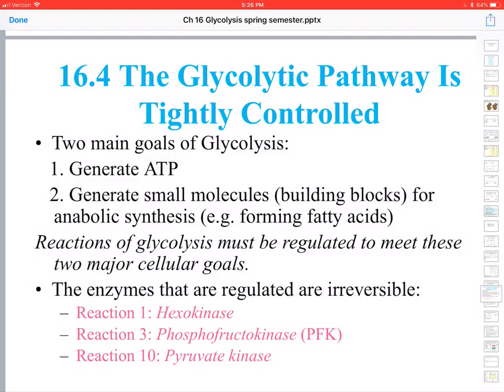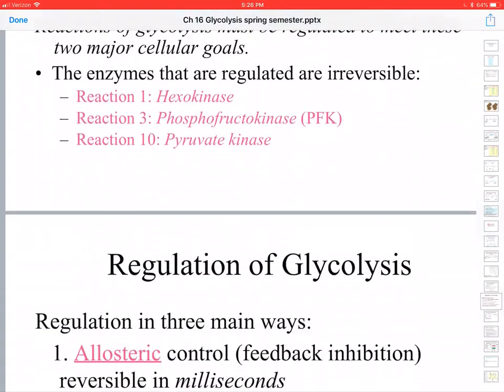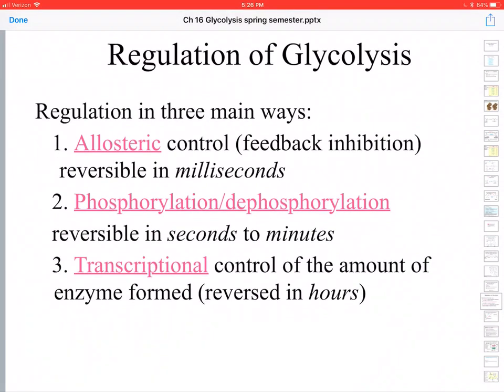Also, in glycolysis, the last reaction of the pathway, the last enzyme, pyruvate kinase, is regulated. Notice that these 3 are all kinases, and these are the only 3. Well, that's not true. There is another kinase in glycolysis, and it's not regulated. So we need to memorize these 3. Hexokinase, phosphofructokinase, and pyruvate kinase are the regulated sites of glycolysis.